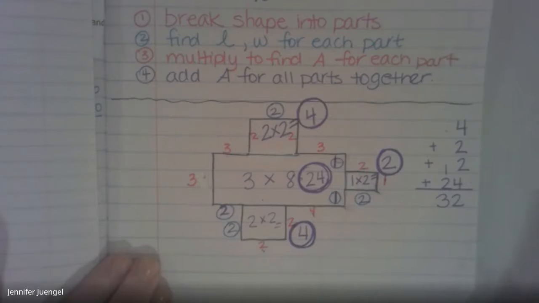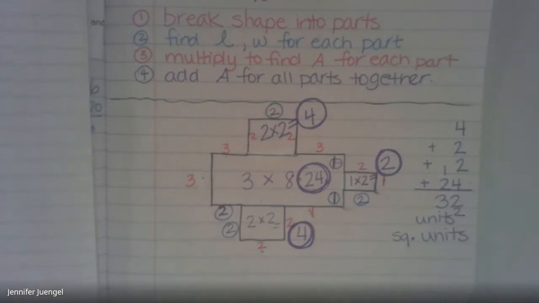The last step is to write our units. So we can write it as either units squared with my variable up in the sky, or I can write it in words with abbreviation square units.